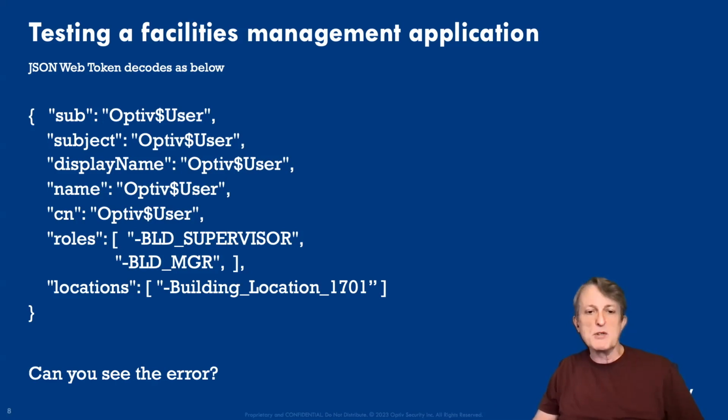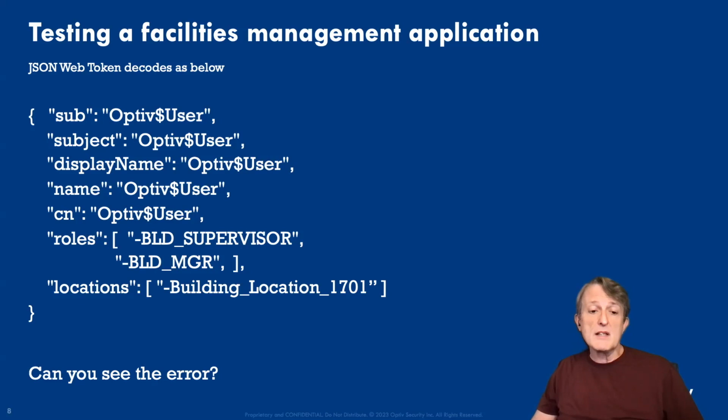And these Optiv users were accounts that were set up for the purpose of the test. I'm not exactly sure why they had so many different ways of displaying the name. That'll come up later as to why that might necessarily be a bad thing. But you notice there's a thing there that says roles, and says that this person is the building supervisor and a building manager, and there's a location indicated.